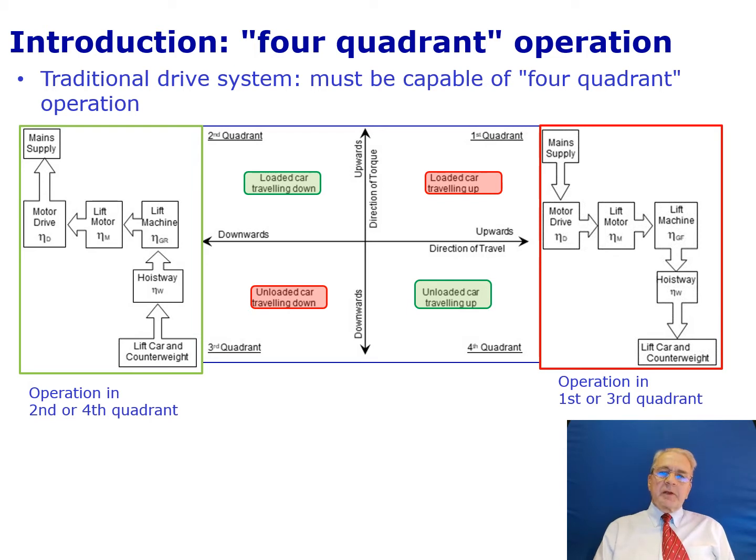Part of the supplied energy is then stored as potential energy. On the other hand, in the second quadrant, lowering the out of balance in the car, and in the fourth quadrant, lowering the out of balance in the counterweight, the potential energy is being given up and returned to the mains. These scenarios are shown here in the flowchart diagram at the left and the right accordingly.